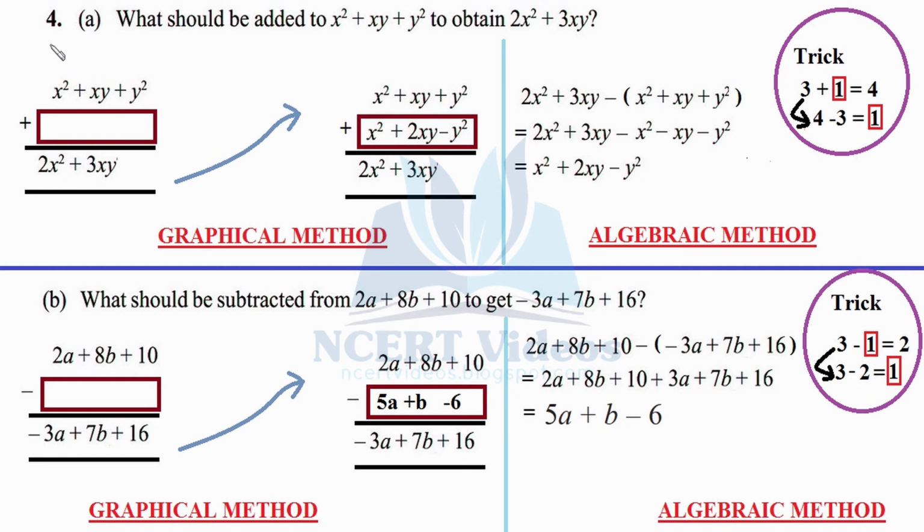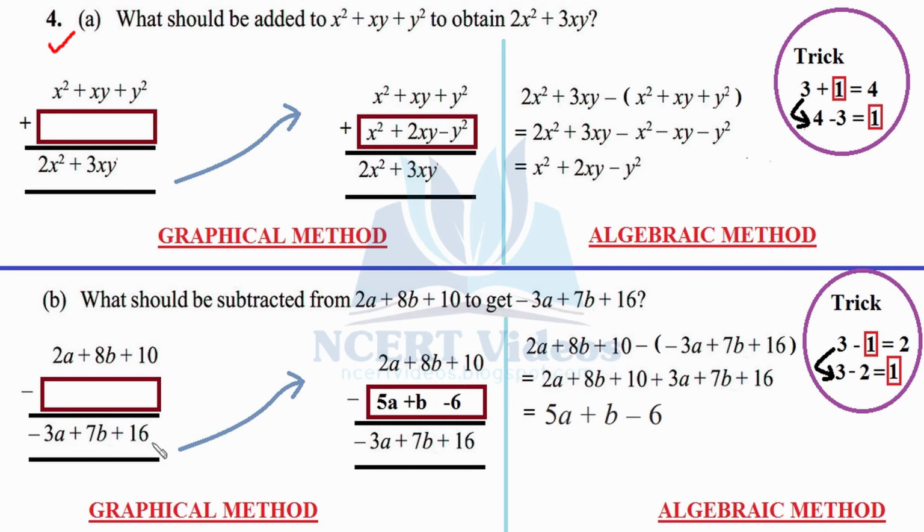So that is first. Second, what should be subtracted? Now the question is changed to subtraction. So how we visualize it, that is graphical method, what should be subtracted from? So the from part comes first. So we wrote it. What should be subtracted? We don't know. So therefore the box came here. To get, the answer is minus 3a plus 7b plus 16.